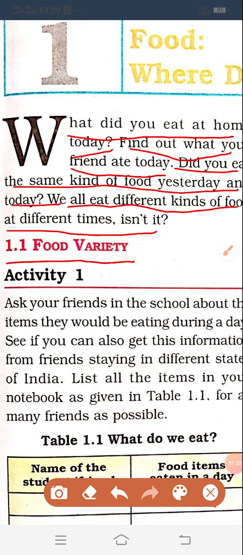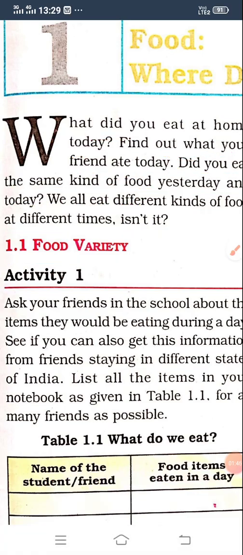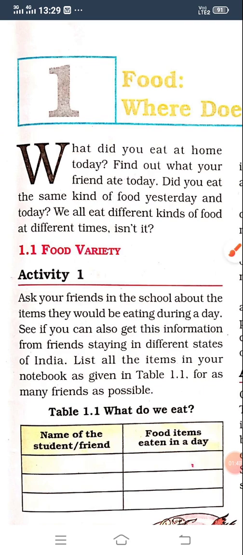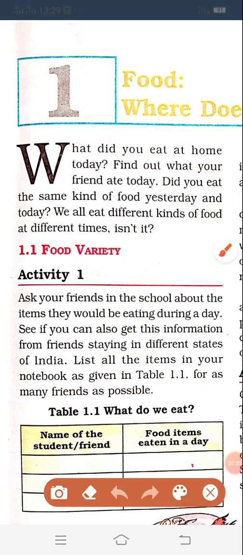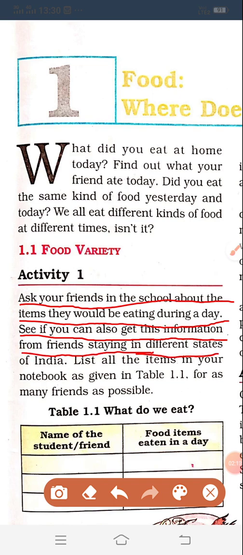that is food variety. What do you understand by food variety? So in this paragraph, activity 1 is here. What do you have to do in this activity? Ask your friends in the school about the items they would be eating during a day. You have to ask your friend what they have eaten in the whole day. एक पूरे दिन में उन्होंने क्या खाया वो आपको अपने फ्रेंड से पूछना है. See if you can also get this information from friends staying in different states of India.